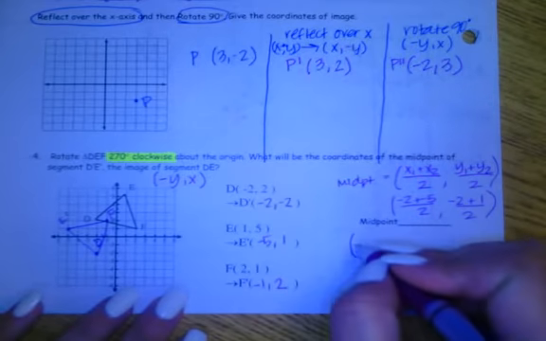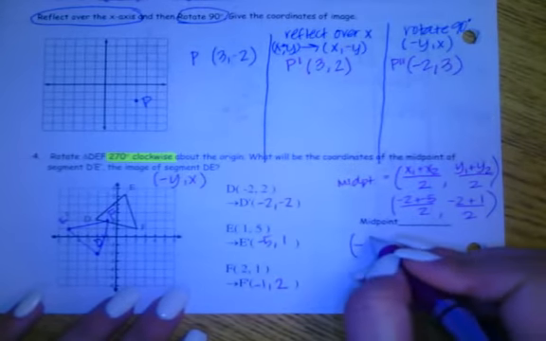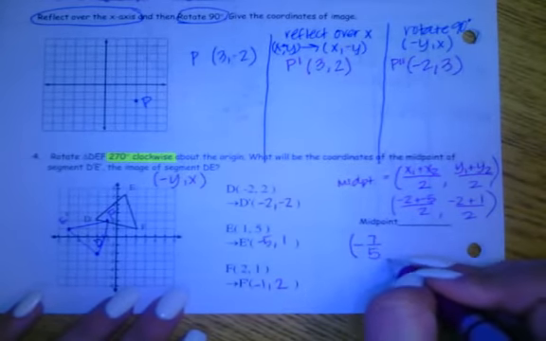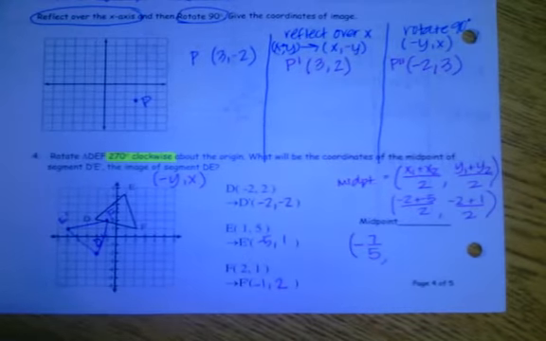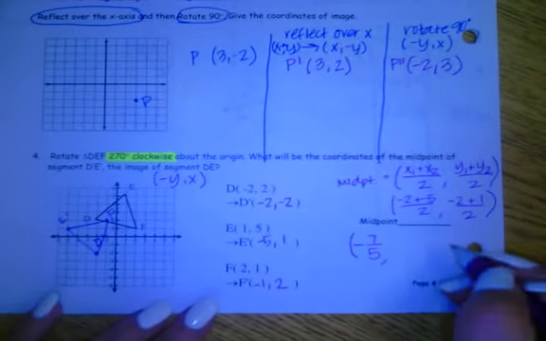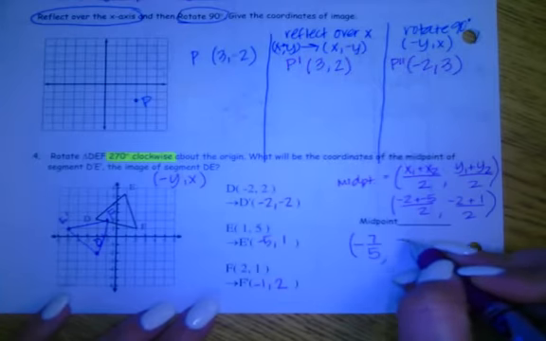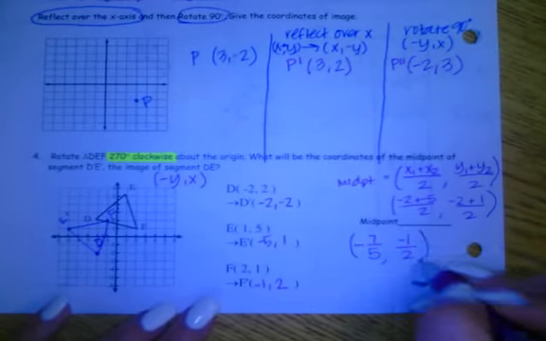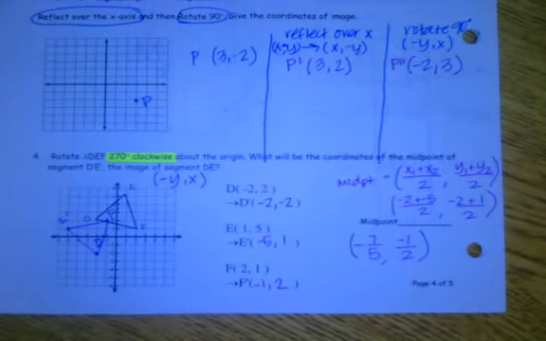Negative 7 halves, right? Negative 2 plus 1 is negative 1 over 2. So your midpoint would be negative 7 halves, comma, negative 1 half. Star that one, circle that one, you will see that problem again.